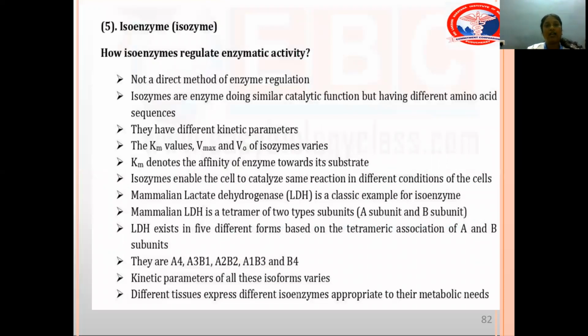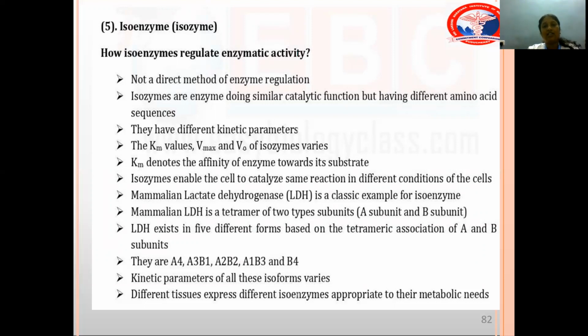The fifth category is isoenzymes. What are isoenzymes and how do they regulate enzymatic activity? Again, it is not a direct method of enzyme regulation. We know that isoenzymes are enzymes which catalyze the same chemical reaction but differ in their physical properties. They have different kinetic parameters: Km values, that is the affinity of the enzyme towards the substrate, and maximal velocity vary. They also differ in their tissue distribution.